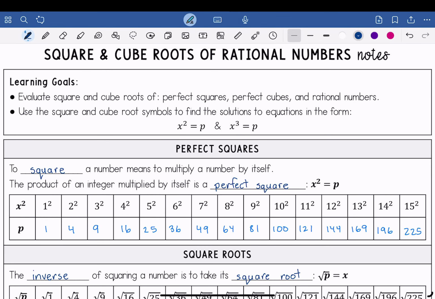Square and cube roots of rational numbers. Learning goals: 1. Evaluate square and cube roots of perfect squares, perfect cubes, and rational numbers. 2. Use the square and cube root symbols to find the solutions to equations in the form x squared equals p and x cubed equals p.